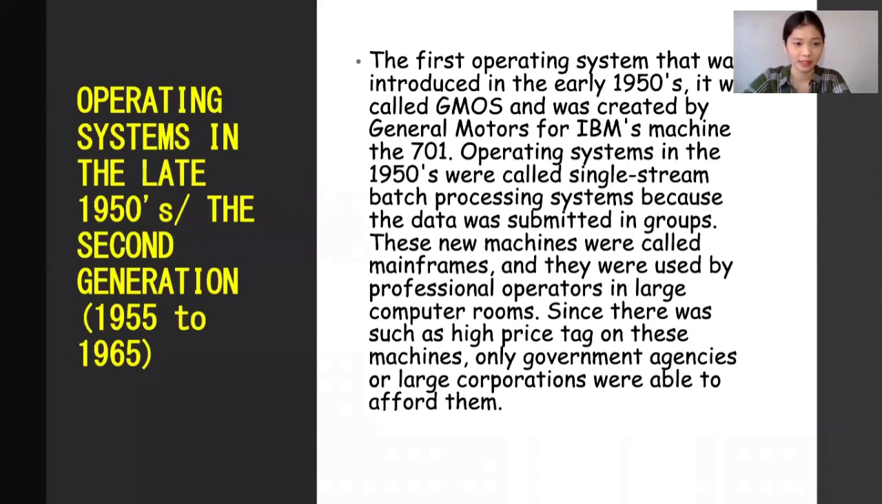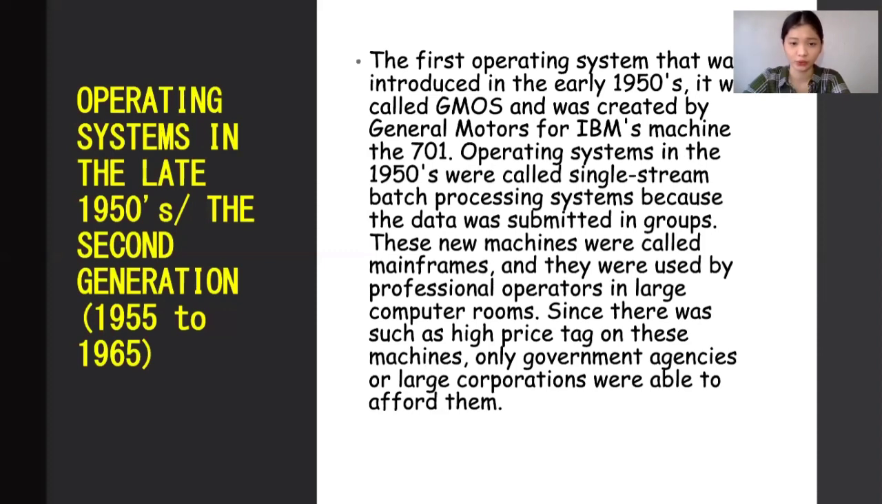So let's proceed to the second generation, in the years 1955 to 1965. The first operating system was introduced in the early 1950s. It was called GMOS and was created by General Motors for IBM's machine, the 701. Operating systems in the 1950s were called single-stream batch processing systems because the data was submitted in groups.